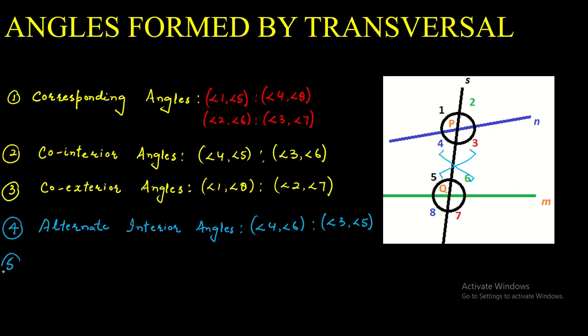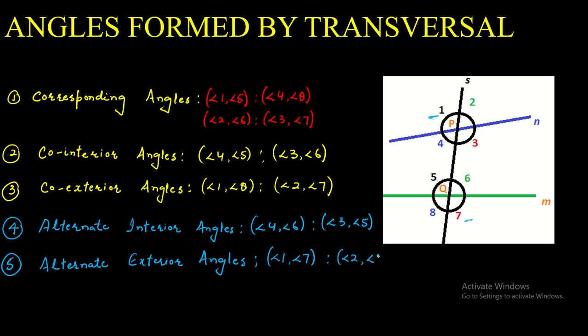Then we read about one more pair, and that is alternate exterior angles. That means again angles lying on the alternate sides with different vertices, but this time both the angles are lying in the exterior. So we have angle 1, angle 7, and angle 2, angle 8. So these are the different pairs of angles that are formed by the transversal with two lines. We came across all these different pairs in our last tutorial.